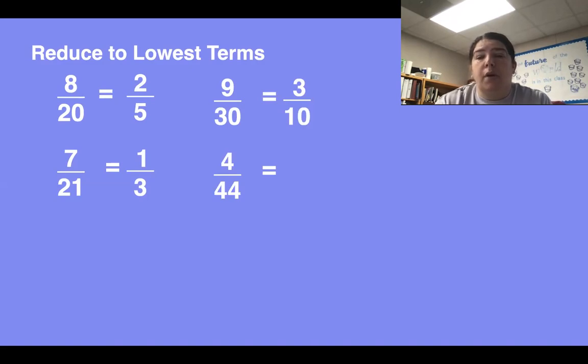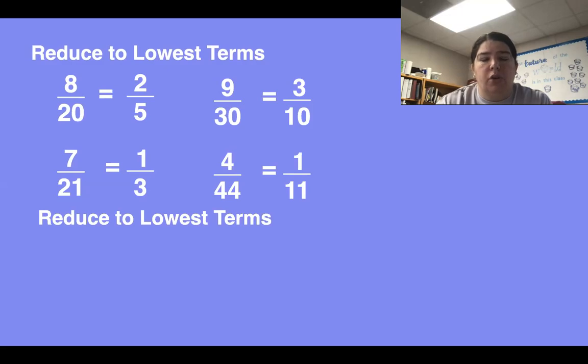Last one on this section, 4/44. What is the number they are both divisible by? 4 is correct. Divide 4 by 4 and you get 1. Divide 44 divided by 4 and you get 11. Excellent. Okay, make sure you understand this.